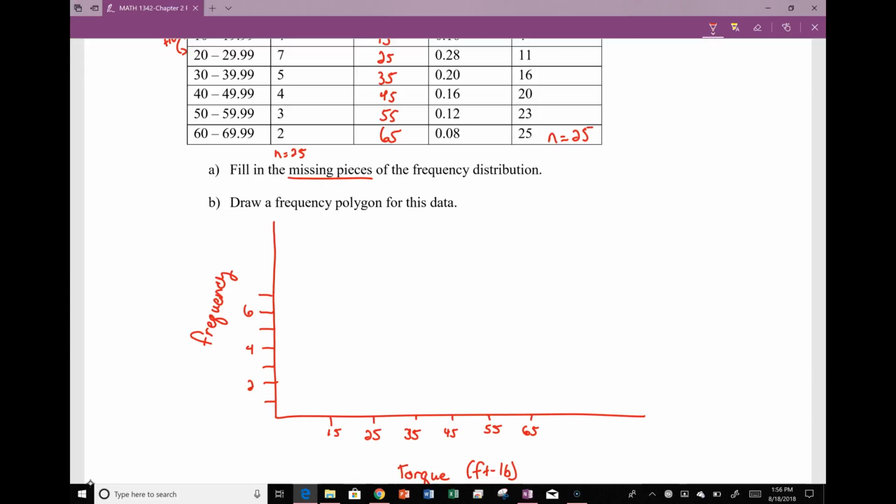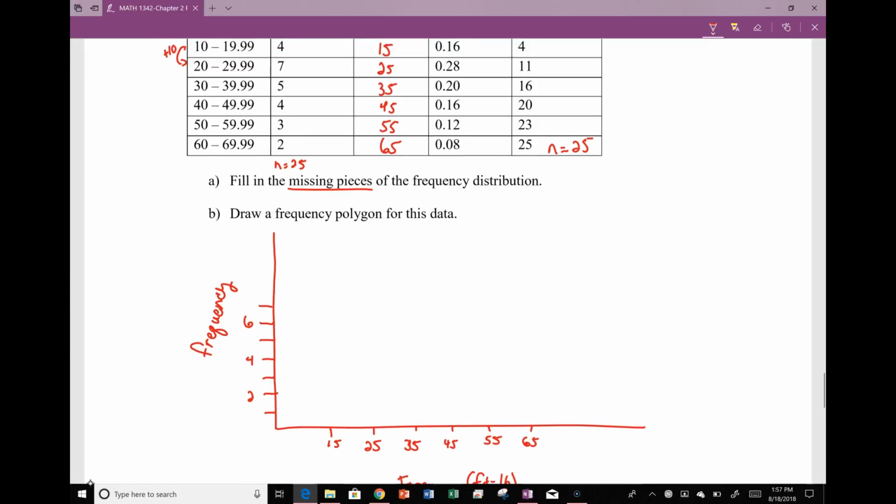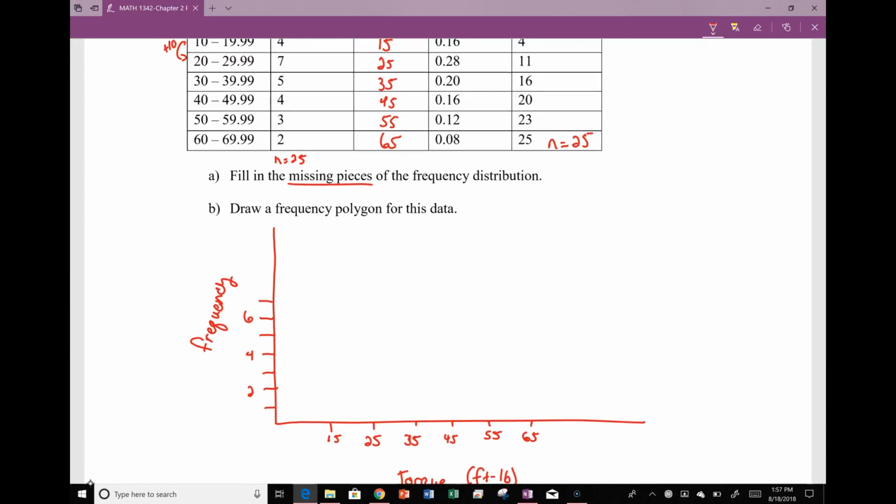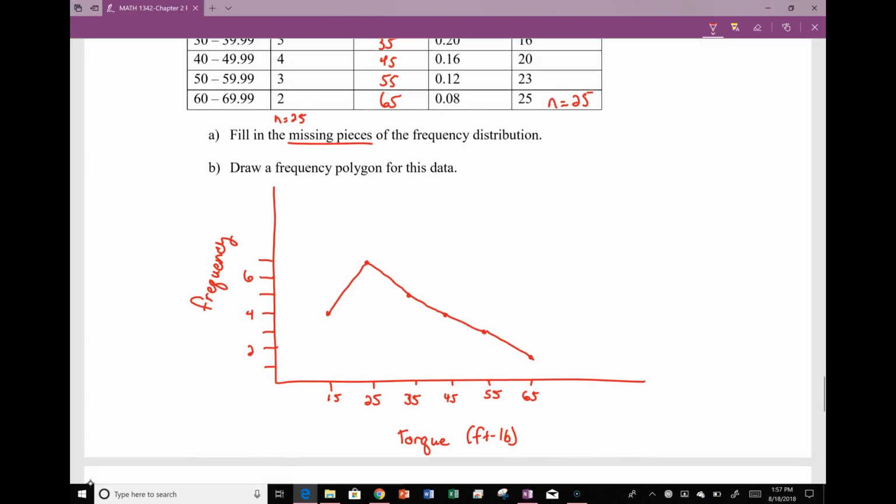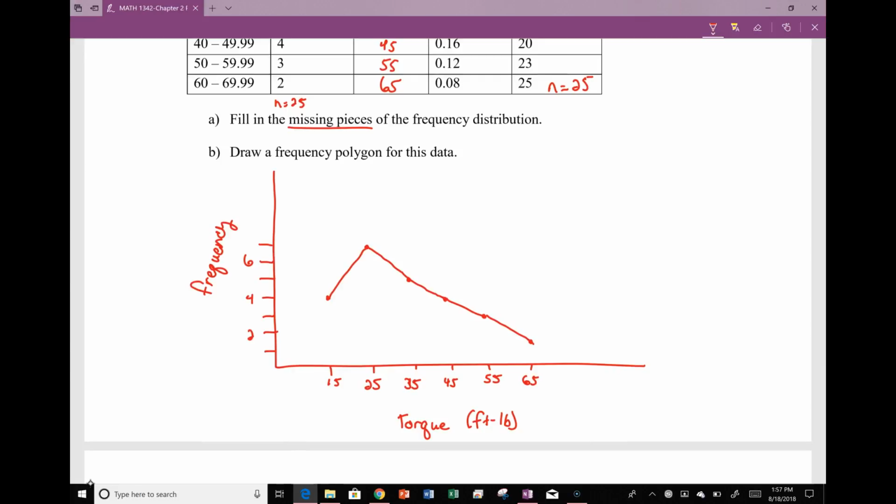A frequency polygon is a line graph. So I'm going to start out putting dots at 4, at 7, at 5, at 4, at 3, and at 2. And then I'm going to connect my dots. So I connect each of the dots in little line segments. This is my frequency polygon.